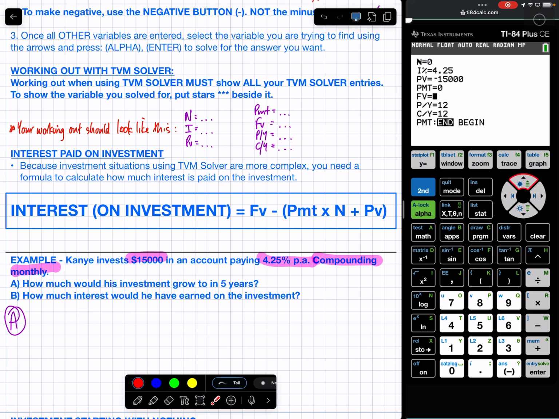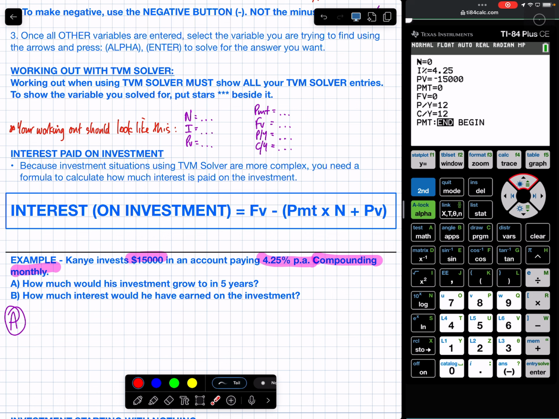Okay? What is it asking for? Have I put in PY and CY? Yes. Have I put in the PV? Have I put in the interest rate? Does it say that he's putting any regular payments in? He's just put 15 grand in, he's letting it sit. So the only last thing I need to work out is what is N. What is the total number of compounding periods if he did it monthly for 5 years? How many times would that compound in that total time? Would it just be 12 or would it be 60?